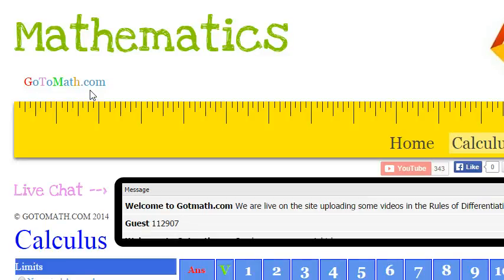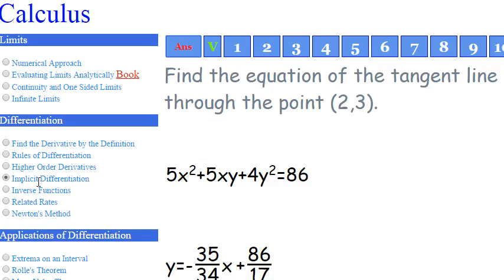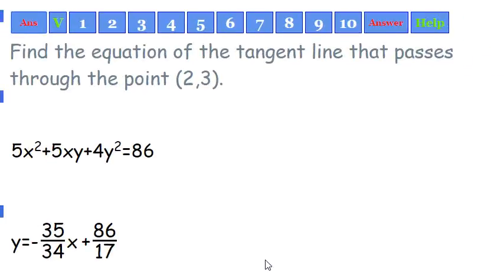Okay, we are at gotomath.com and we're going to be looking at some calculus. We're in the section here on implicit differentiation, and in this particular problem, it says find the equation of the tangent line that passes through the point 2, 3.